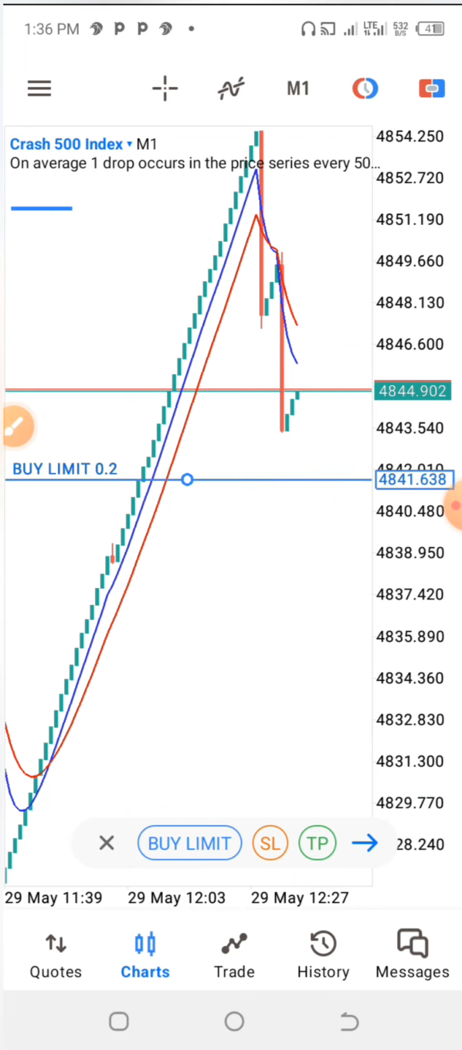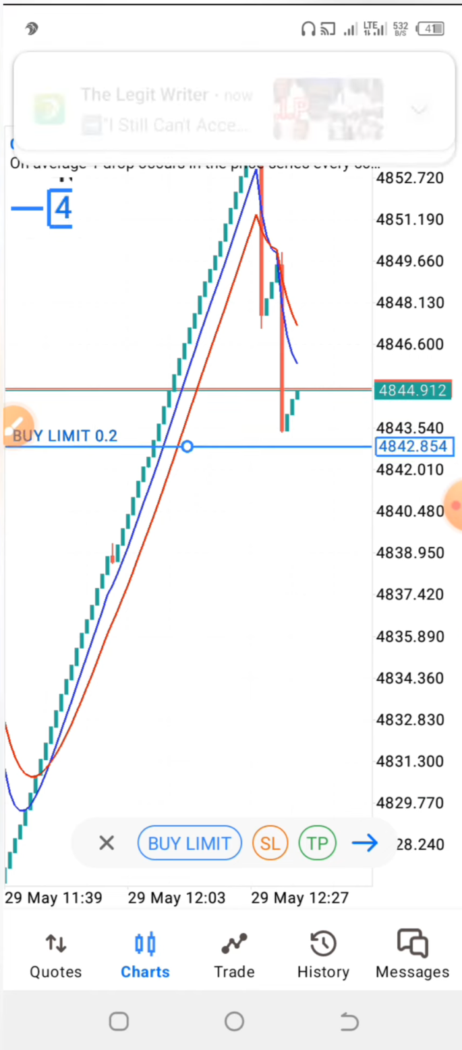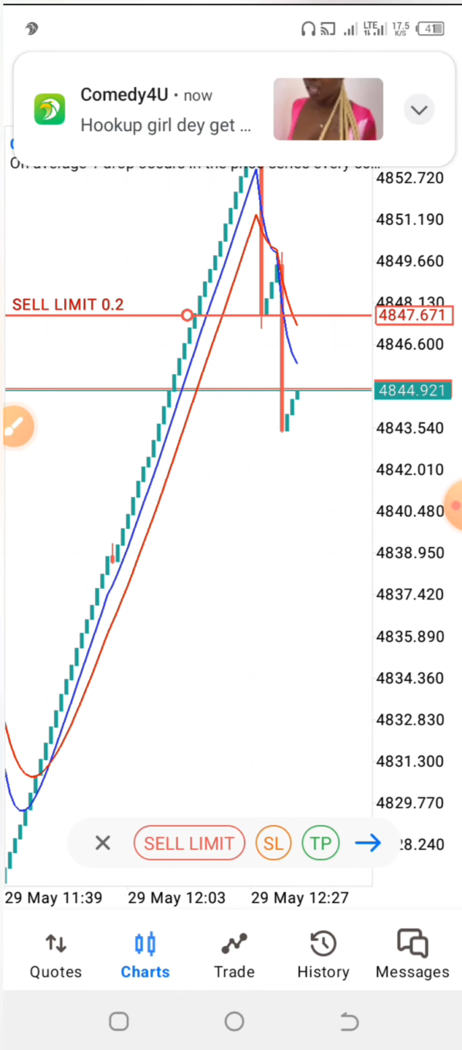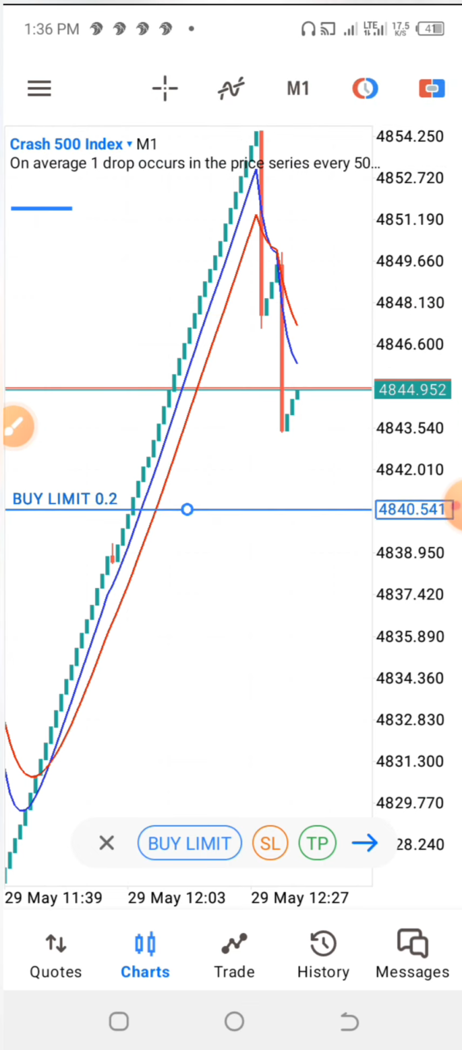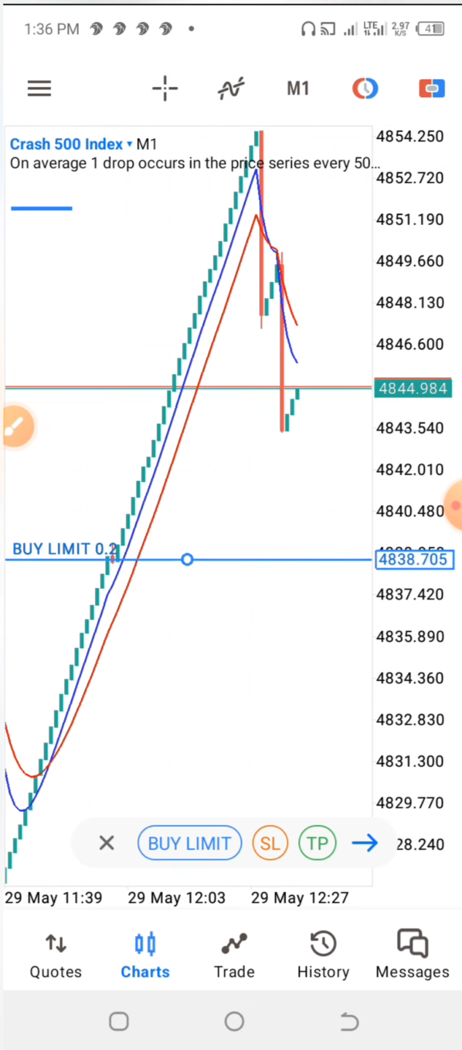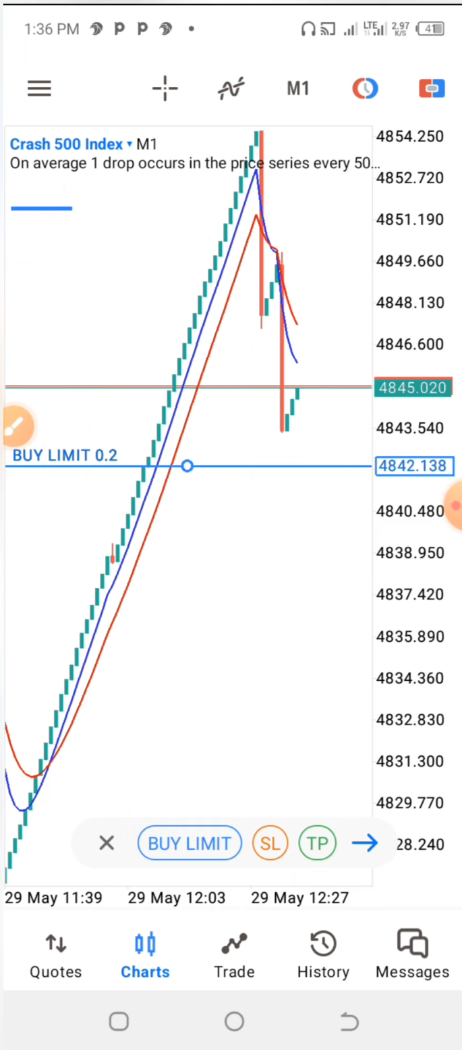Where you see this work perfectly well is when it comes to Volatility 75 and all the rest of them. But on this one, the Boom and Crash aspect of it, even when it gets to your stop loss, it will spike.